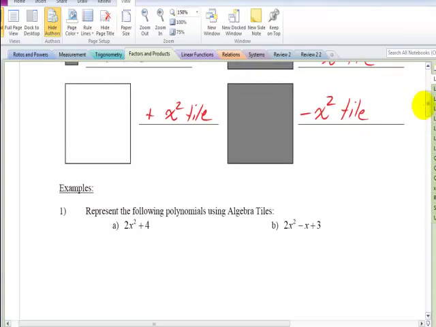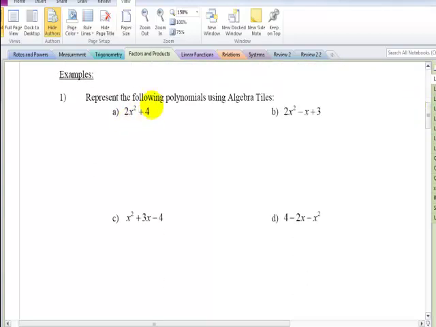Good. So represent the following using your algebra tiles then. Please draw this. So by representing, we mean draw. Draw that right now. How many big squares are you going to have? 2. So your coefficient, the number in front, tells you how many there are. And then for 4, you'll have 4 small squares.